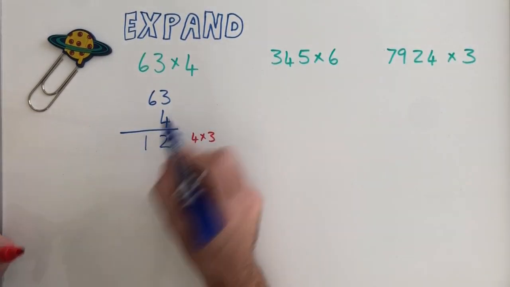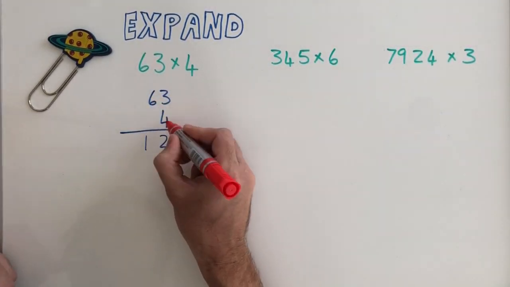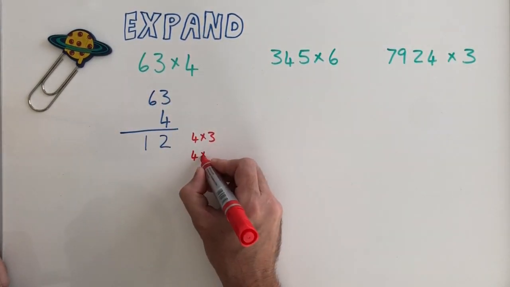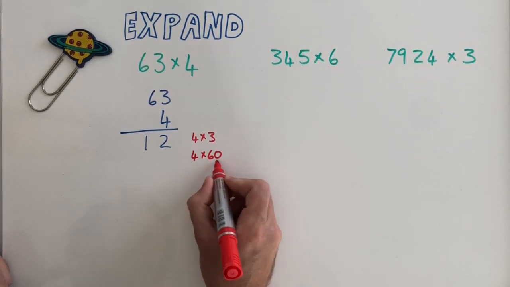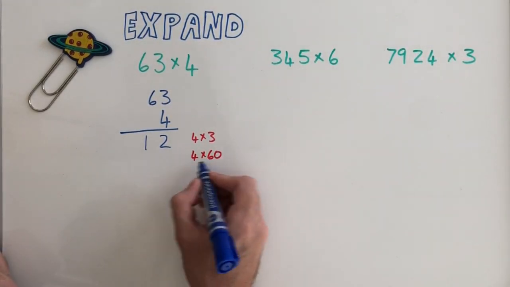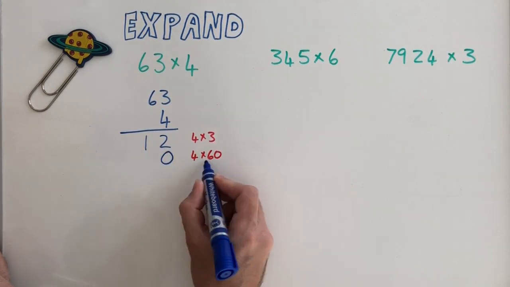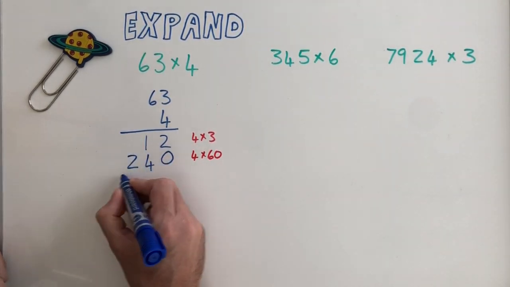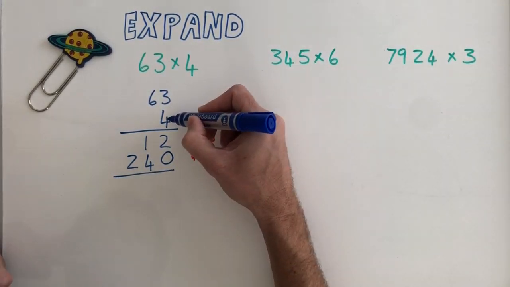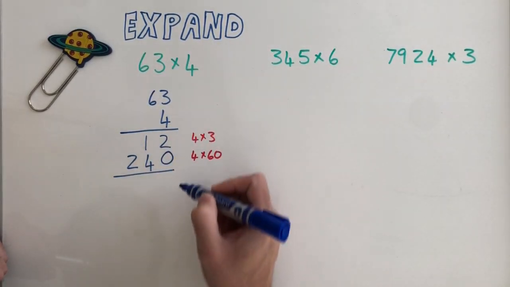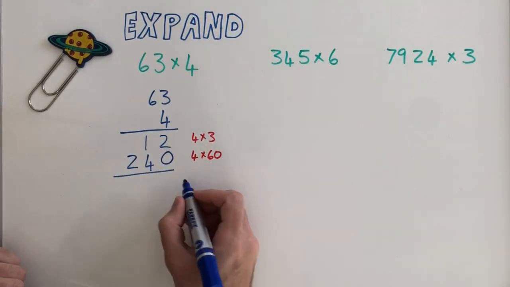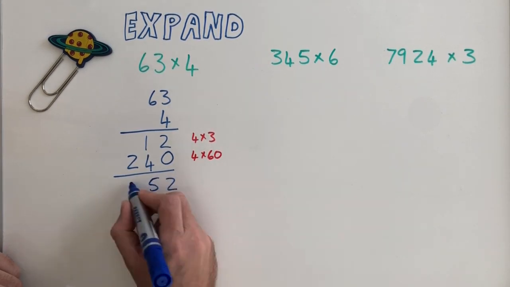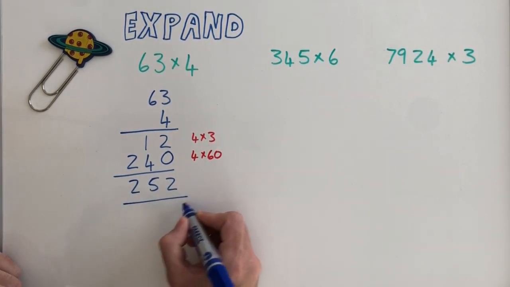Okay, the next one, I'm going to look at 4 times 6, but it's not 4 times 6, it's 4 times 60, because that's a 60. Because it's 4 times 60, I'm just going to make life easier and write that 0 already there. And then I know 4 times 6 is 24. So I expanded it. I started with 4 times 3 and then 4 times 60. So I split it in 2 and then I just add the numbers. So 2, 5, 2. Okay, so that would be my answer.